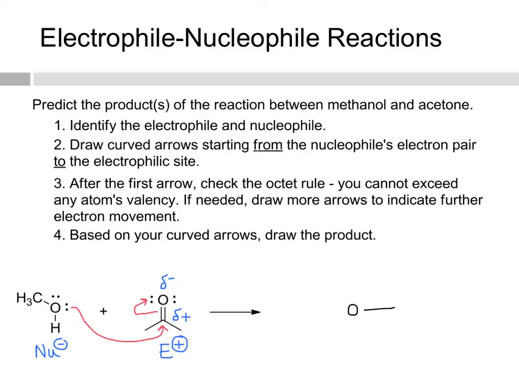We know that this oxygen is still attached to this methyl group and this hydrogen. There are no curved arrows on this part, so we know nothing has changed there. So let's put in this methyl group and this hydrogen. We know that we have used this lone pair to make this bond, which leaves this lone pair untouched, so we're going to put in that lone pair. And now let's look at the other reacting partner.